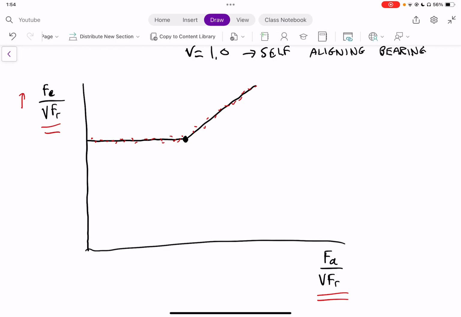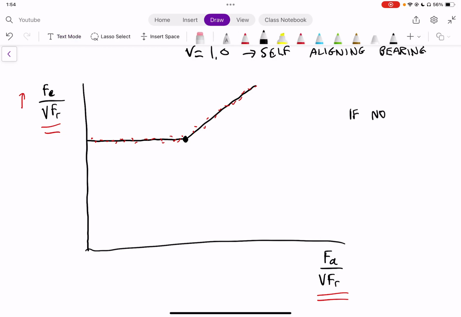So if there is no axial load, the first thing we can write is that if there's no axial load and FA over VFR is equal to 0, then we would have that FE over VFR is equal to 1, okay? And obviously there is no F equivalent if that's the case, okay? So FE over VFR would be equal to 1, and we can just write that FE would actually be equal to FR. So we're not even going to take into account the V. So the V kind of cancels. We don't even take it into account, okay?